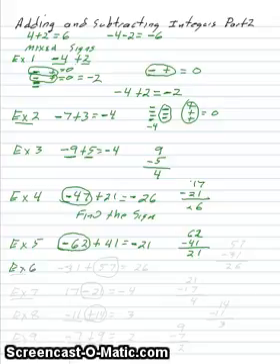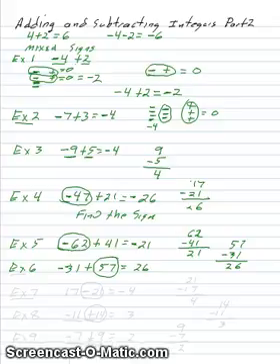Example 6. If we have negative 31 plus 57, 57 minus 31 is 26. And it's going to be a positive 26 because 57 is larger than 31. We had more positives than negatives. So our final answer is positive 26.